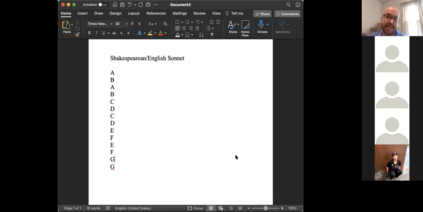So am I making sense here about rhyme? Yes. Okay, very good. So whenever you write your own, if you do this form, just make sure that you don't repeat the same sound a couple of times through the poem. You have to mix it up.